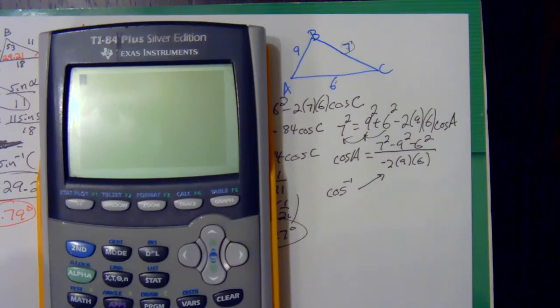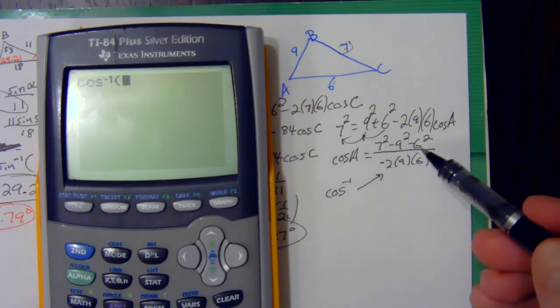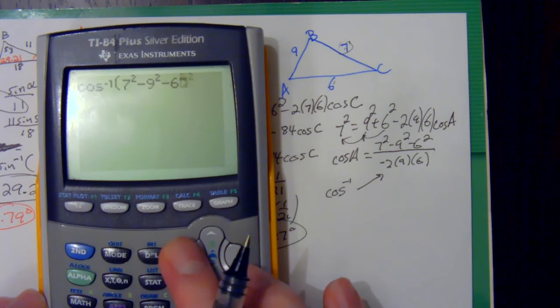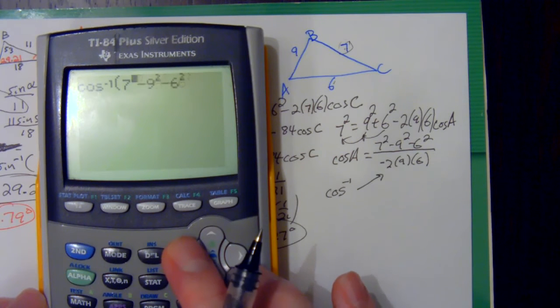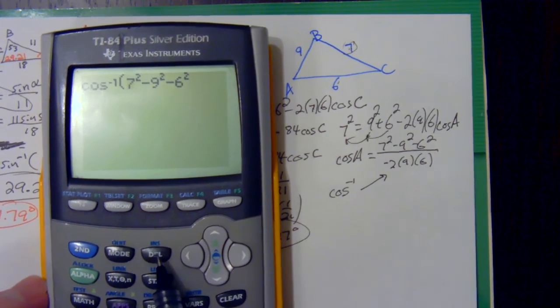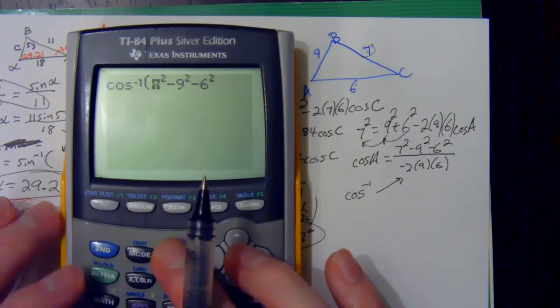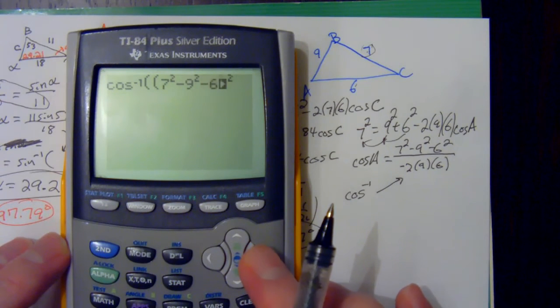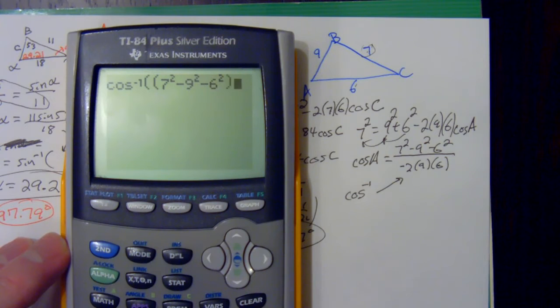So let me clear that. So I'm going to do cosine inverse, and I'm going to plug all that in there. So I'm going to go 7 squared minus 9 squared minus 6 squared. All right, now that's just the top part. I should put that in parentheses. So I'm going to go back over here. There's an INS button probably somewhere on your calculator. If you hit second INS, it'll insert a parentheses right there. So there's my numerator. I'm going to close that parentheses.